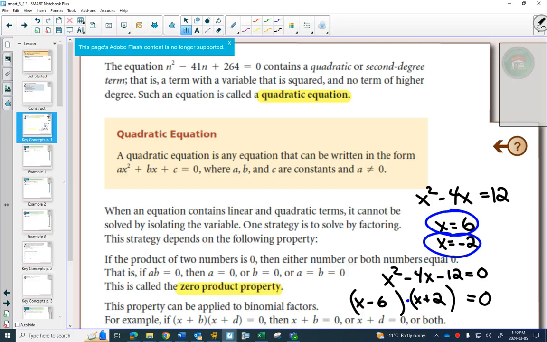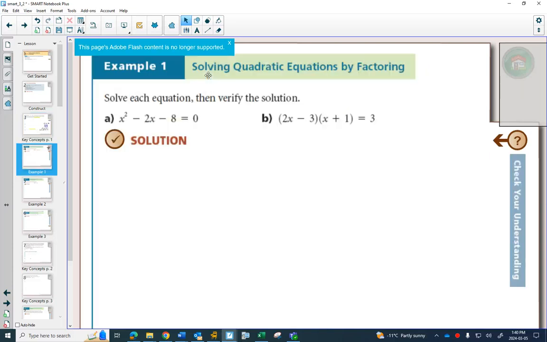So if we have a quadratic equation with an x squared, we're going to need to make one side equal to 0 so we can use the zero product property. And then if we change it to multiplying, which we can do with factoring, then we'll be able to solve. Okay. So now let's go to our first question.